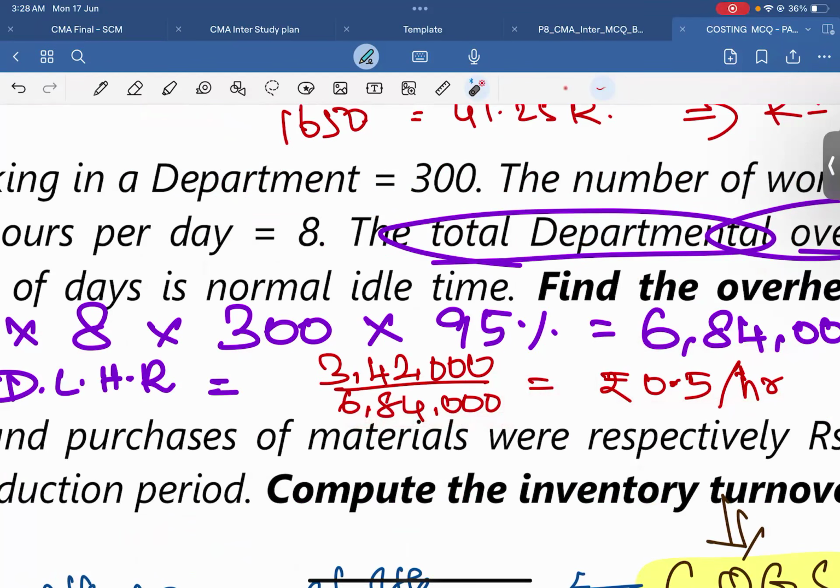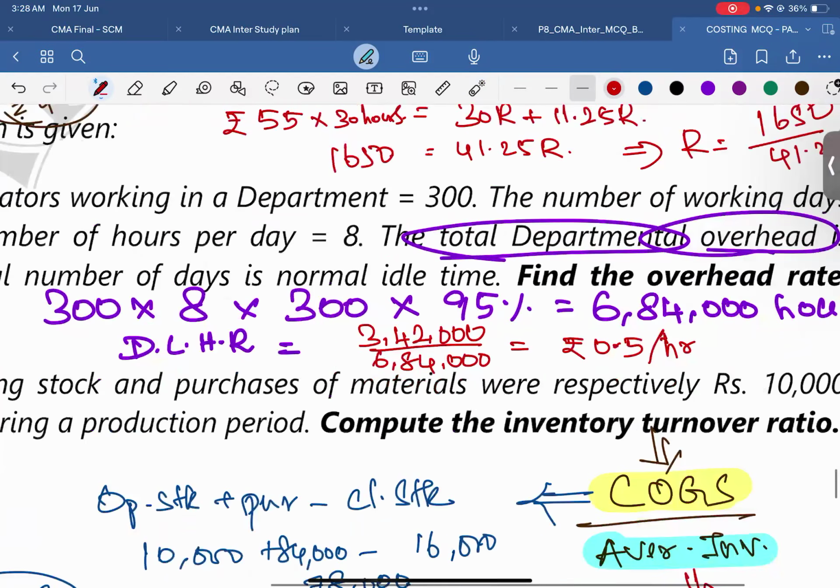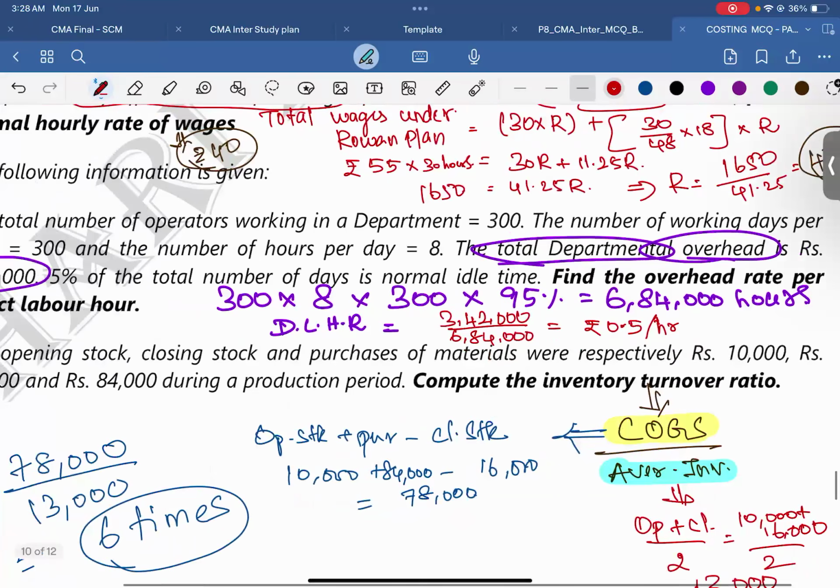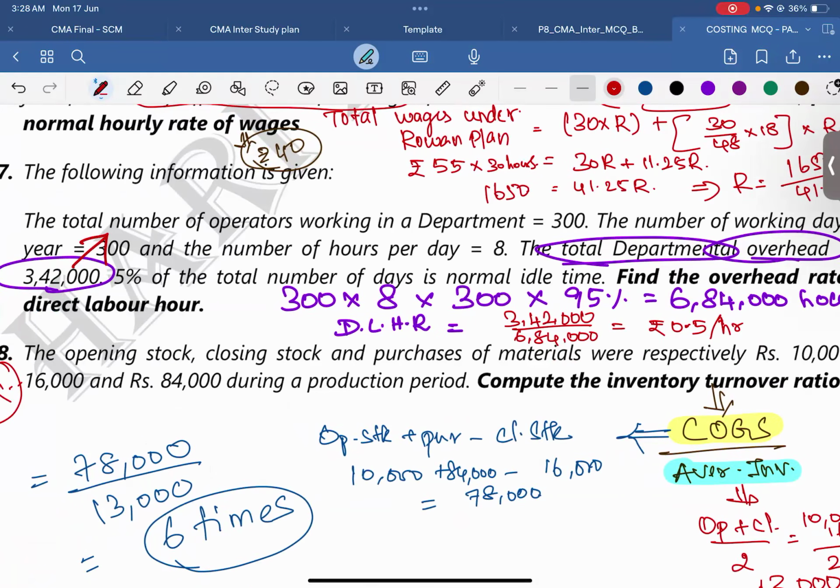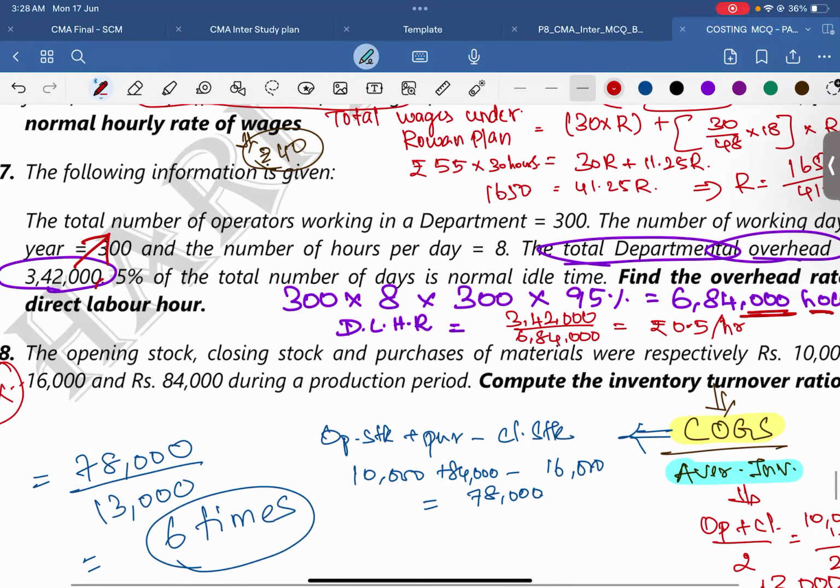I will give you a trick over here. Many of them are confused whether to put the amount on the top or on the bottom. Very simple. The total overhead spend is 3,42,000. Whenever you multiply the price with the hourly hours, you need to arrive at 3,42,000. The hours are higher, the amount paid is lower. It means the amount should be on the numerator, the hours should be on the denominator.